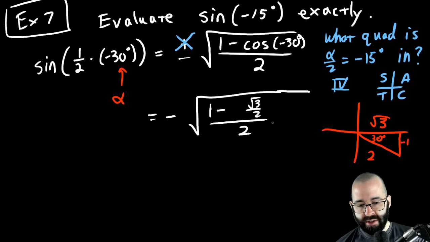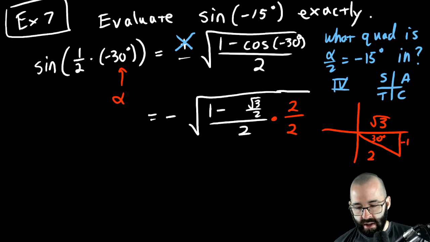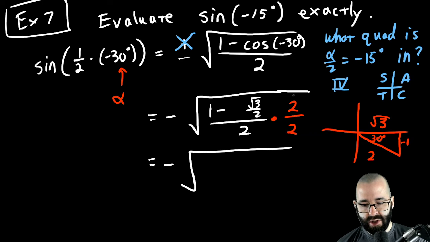So to get rid of the complex fraction, and again, this is all inside the square root, we multiply by the LCD. I'm going to do this in a different color. The least common denominator is 2. That negative is still out in front. We still have a big square root. When we distribute that 2, we get 2 minus root 3 over 4.